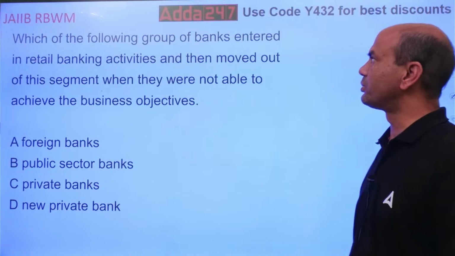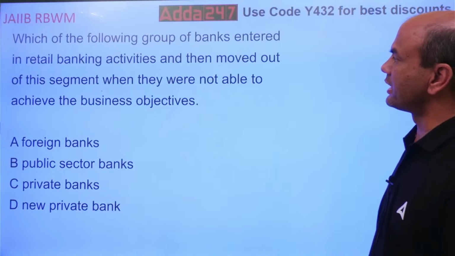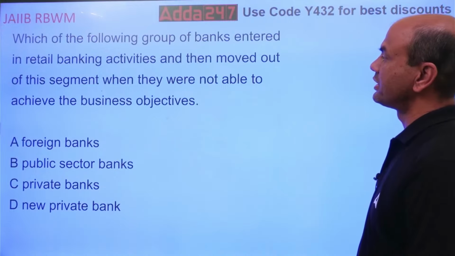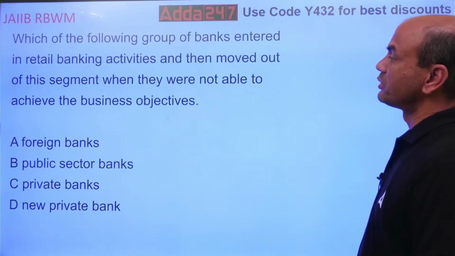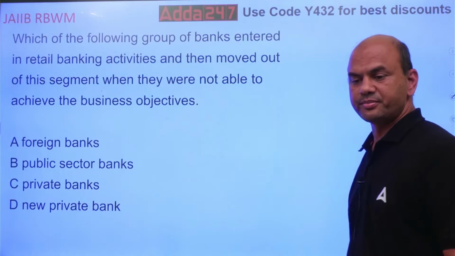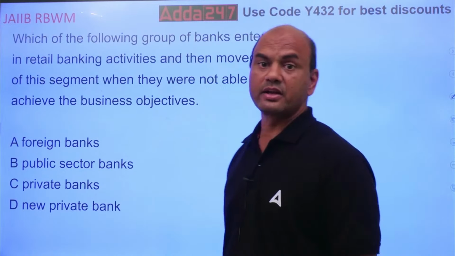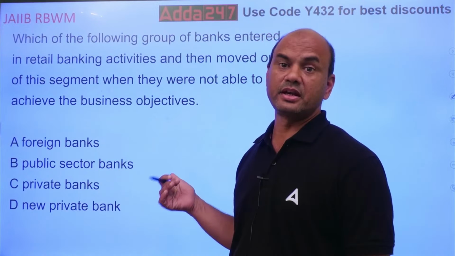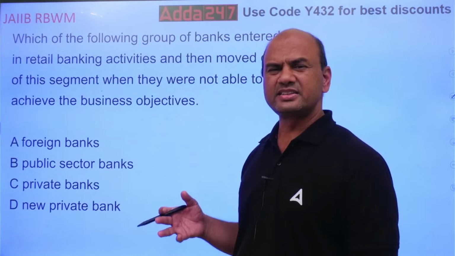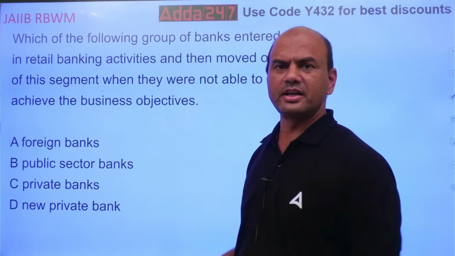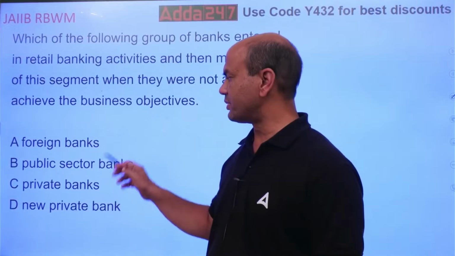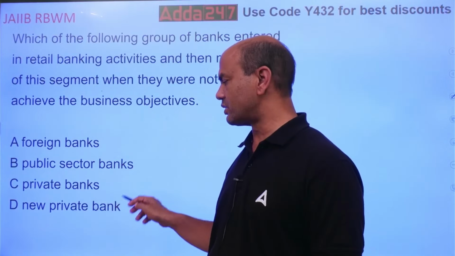Which of the following group of banks entered into retail banking activities and then moved out of this segment when they were not able to achieve the business objectives? Which category of banking first entered the retail banking space, then said no business after some years and left? Was it foreign banks, public sector, private sector, new private sector?